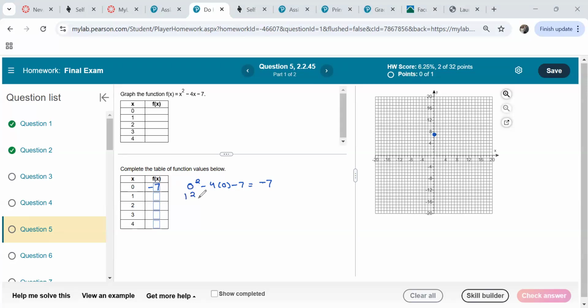If I have 1, I have 1 squared minus 4 times 1 minus 7. So that's just 1 minus 4 minus 7. So that is going to be a negative, let me see, 11, negative 12. Oh, sorry, that's a plus 1. So go back and do that one more time. Not a negative 12, it's a 1 minus a negative 11. So this is a negative 10. I just realized my point was in the wrong spot here. 0, negative 7, 1, negative 10.